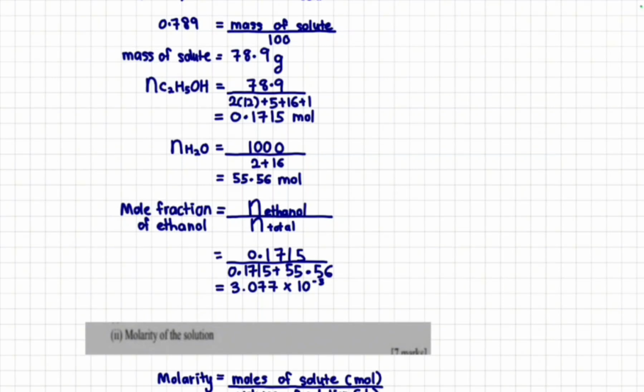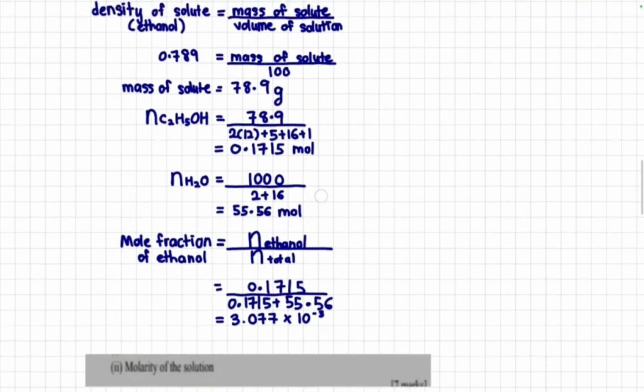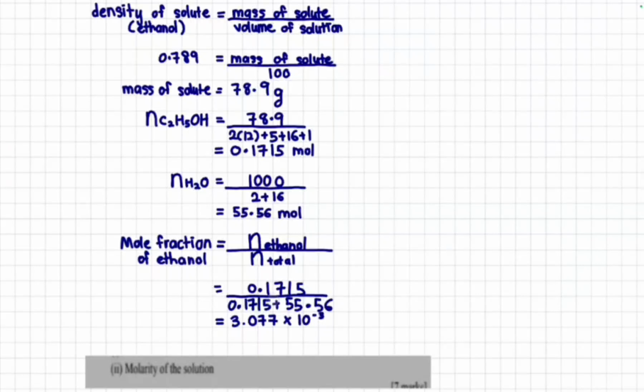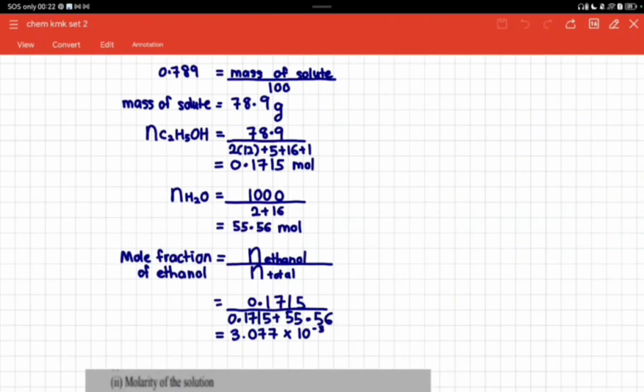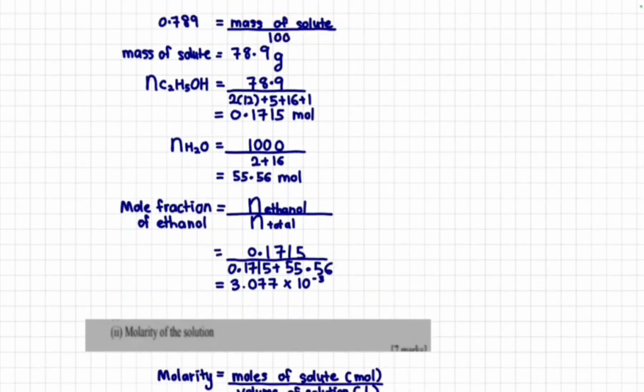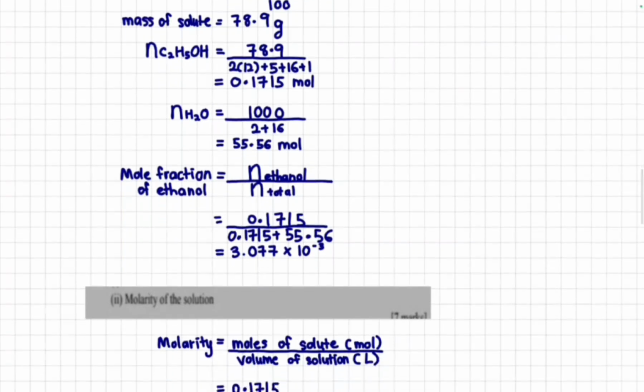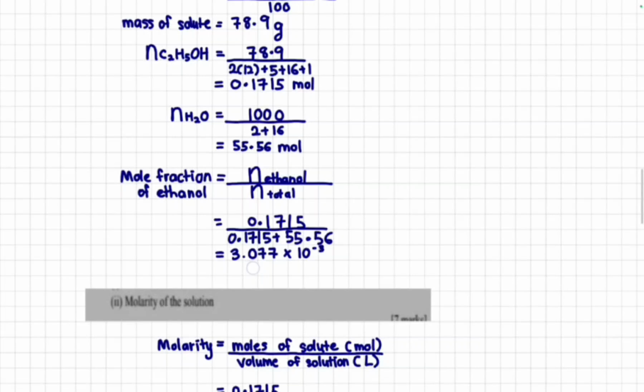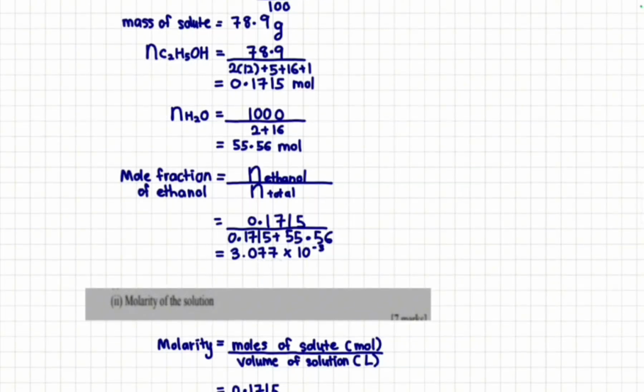So the number of moles of ethanol we already calculated just now, which is 0.175, divided by the total number of moles, which is solute plus solvent. So the solute here is ethanol, plus the number of moles of water. And then we can get the answer for the mole fraction of ethanol, which is 3.077 times 10 to the power of negative 3.